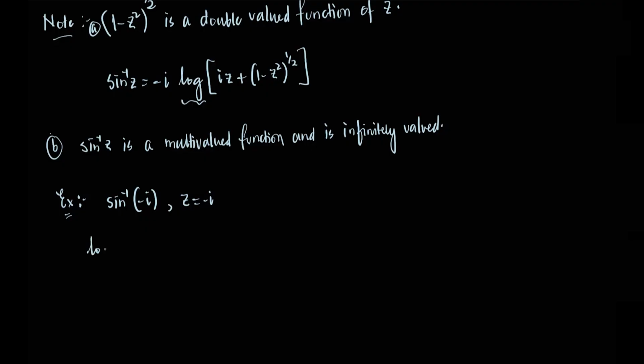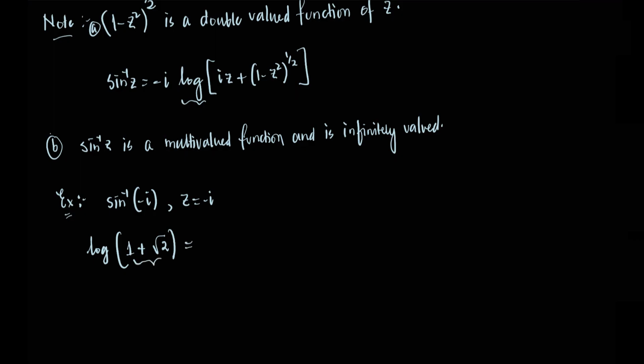So you have to calculate log of (iz plus (1 minus z square) whole power half). So basically log of iz, z is minus i, so it is minus i square, which is 1. And then the other part is 1 minus z square, so 1 minus, this is root 2, right? So log of 1 plus root 2.